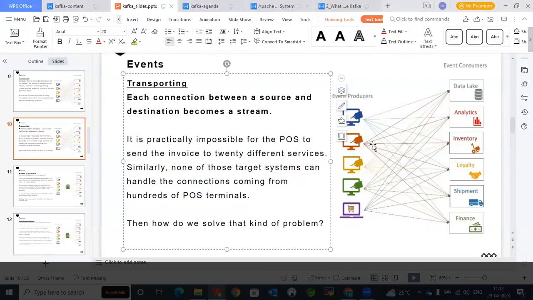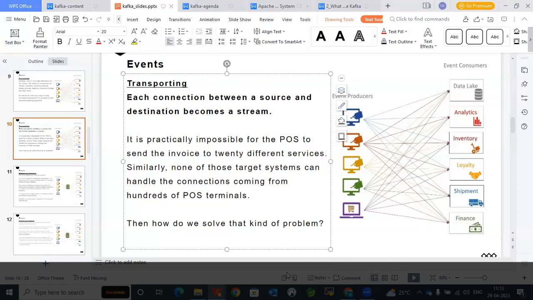Now assume they went and checked the POS side: POS sent the invoice. They checked the shipment side: shipment has not received the invoice. Then where did that invoice go? Where was that invoice lost? It was continuously sending, so where did that invoice go? So these are the problems we may get.